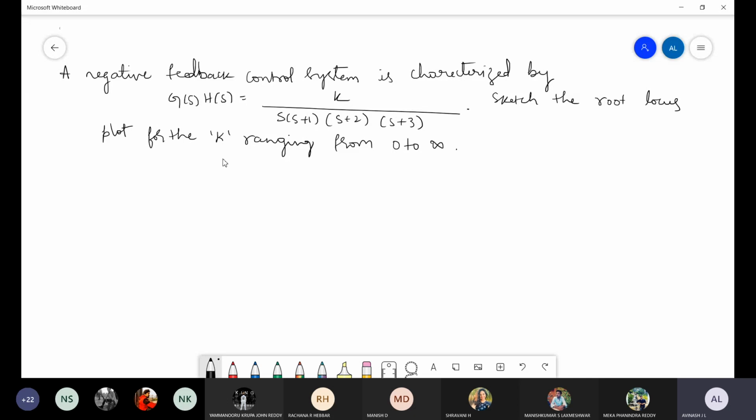Here the sentence is: sketch the root locus plot for the k value ranging from 0 to infinity. It indicates that the branches of the root locus start from 0 and should end at infinity. That is exactly the meaning. In this particular numerical there are 4 poles, that is s equal to 0, -1, -2, -3. These 4 poles are not having zeros, so that means they will be ending at infinity.